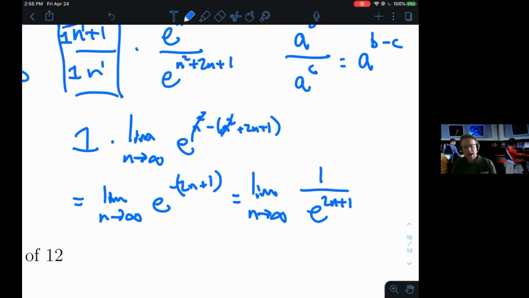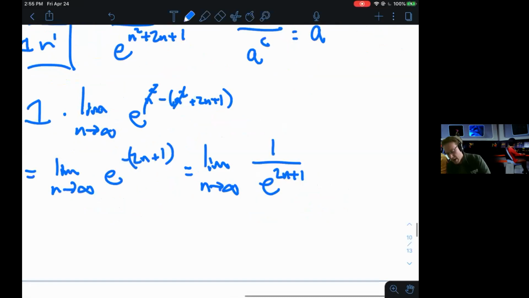And so, as n goes to infinity, we're going to have 1 over e to a very, very large number, 1 over e to an infinite power. So e to a million, e to a billion. When you take e and raise it to a very, very large power, as you can imagine, it's going to be very, very large. And so when you take 1 and divide it by an extremely large number, this is going to go to 0. So you just get 0 here.